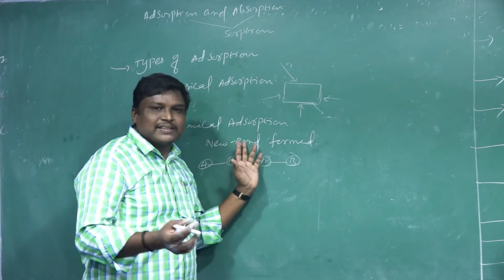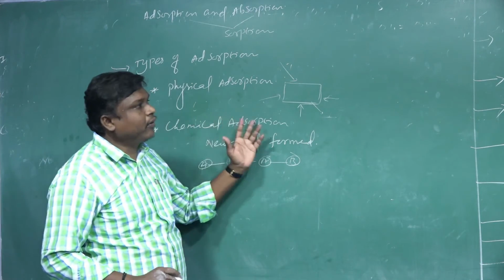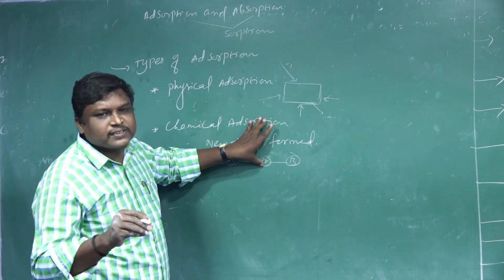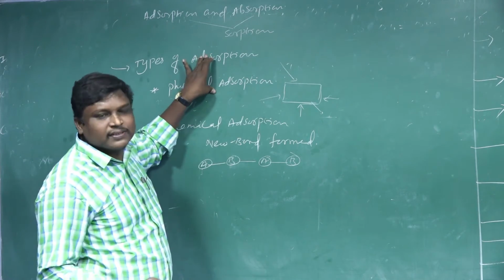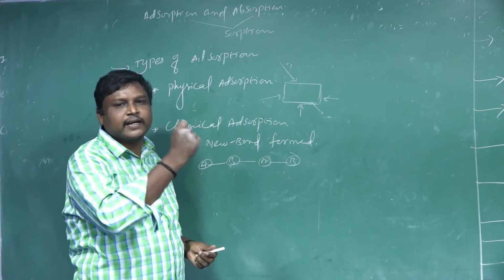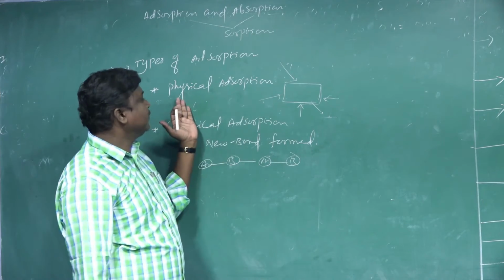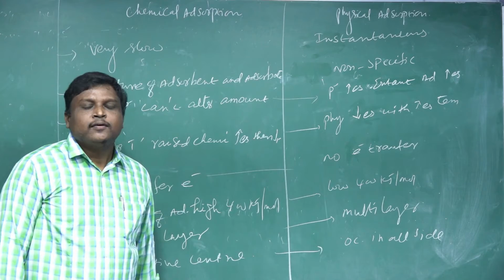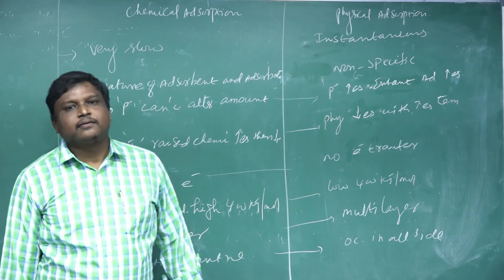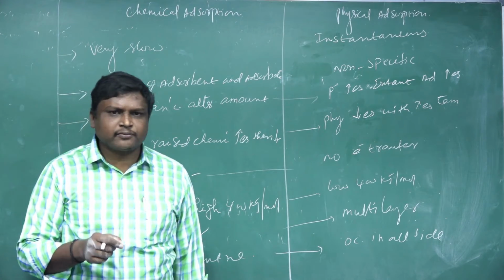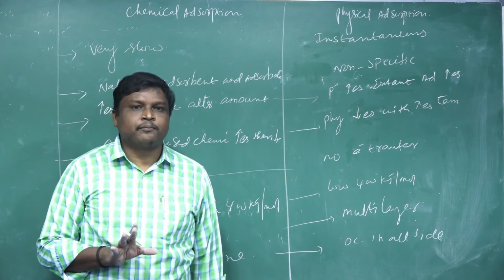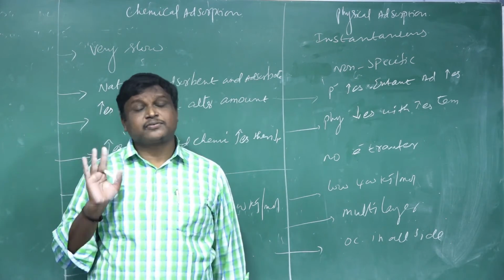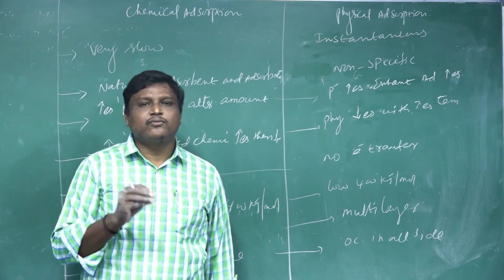Chemical adsorption is chemisorption, a new chemical bond is formed. So chemical adsorption is a very slow process, but physical adsorption is instantaneous, in a fraction of a second. Okay. Next one, difference between physical and chemical adsorption. Chemical adsorption, new bond formation. Physical adsorption, weak van der Waals forces.